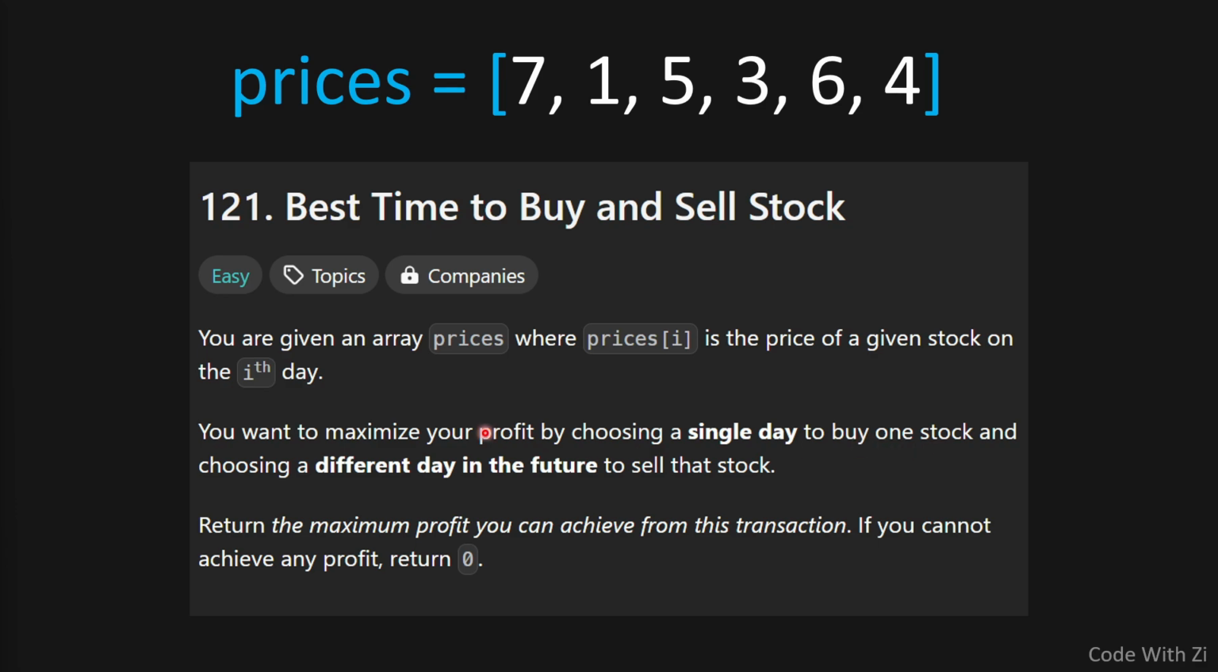And then it says you want to maximize your profit by choosing a single day to buy one stock and choosing a different day in the future to sell that stock. So you basically need to buy low and sell high. And then it says return the maximum profit you can achieve from this transaction. If you cannot achieve any profit, return 0. So you basically have to buy on a day that's really cheap and sell on a day that's really expensive. And this is how we maximize our profit.